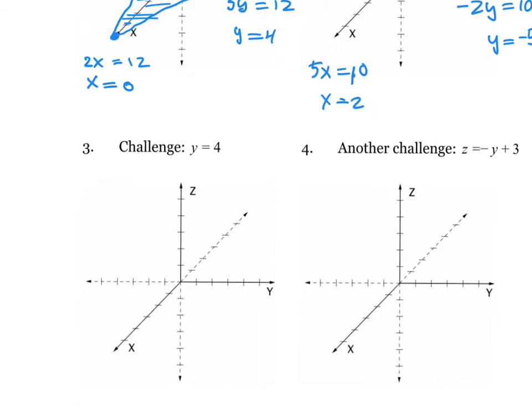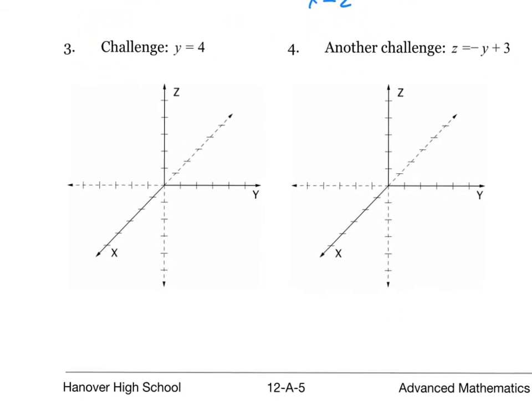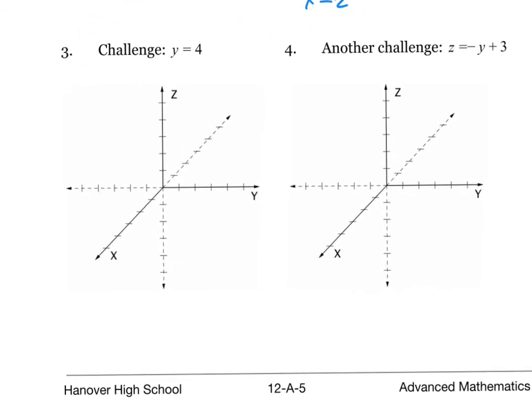The third example, this is some challenges. So here's an equation, very simple, y equals 4. If you were drawing or plotting that in a two-dimensional space, you would draw a horizontal line that crosses the y-axis at y equals 4, or coordinate 0, 4. And it works the same way here. The place where this plane crosses the y-axis is at the y equals 4 point, so it crosses there.